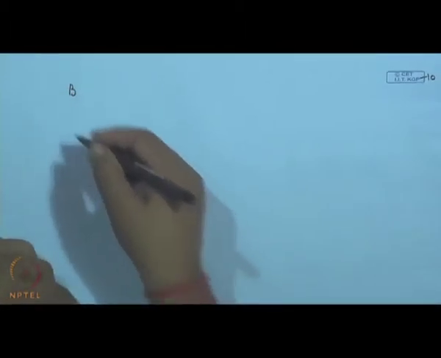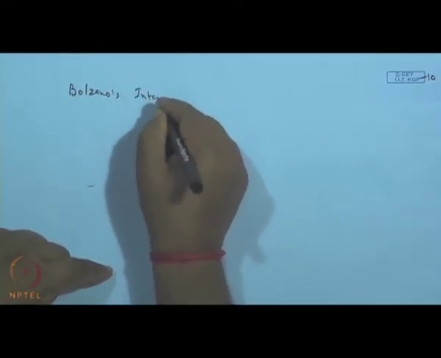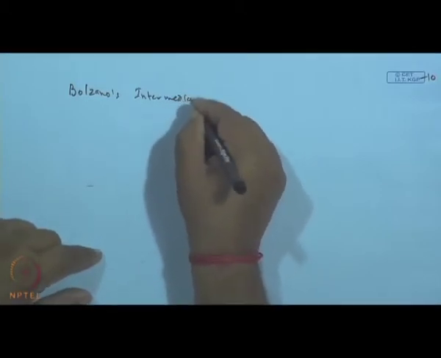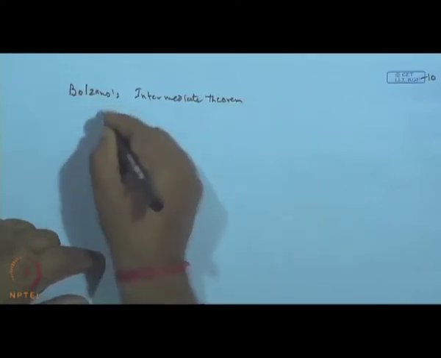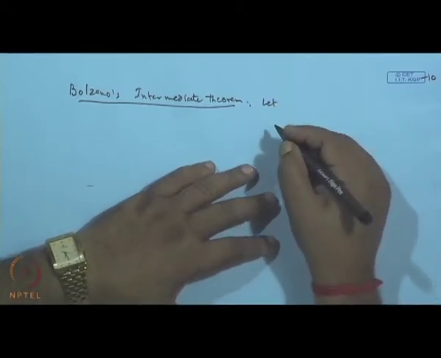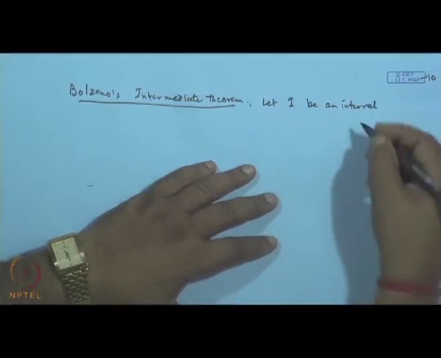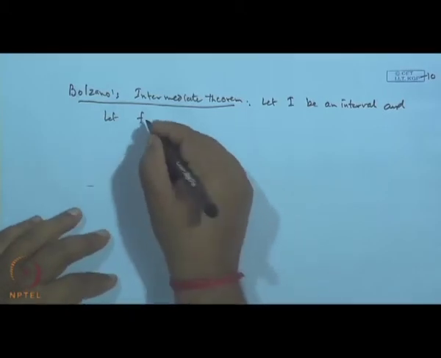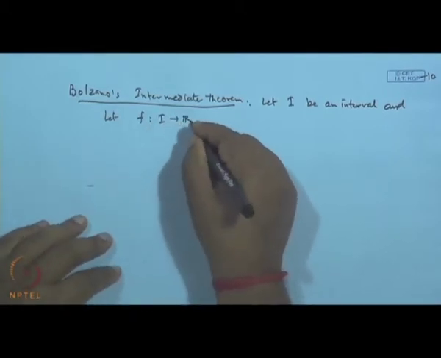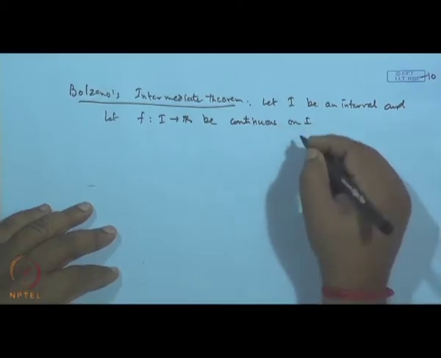Next result which we have, the Bolzano intermediate theorem. What this theorem says: let I be an interval, and let f, which is a mapping from I to R, be a continuous function on I.